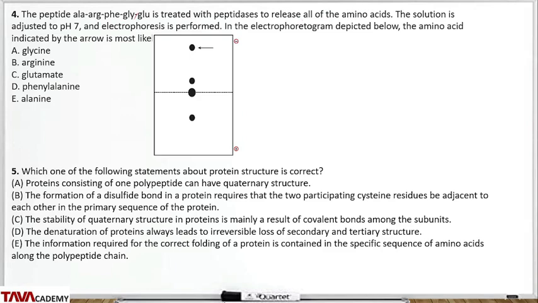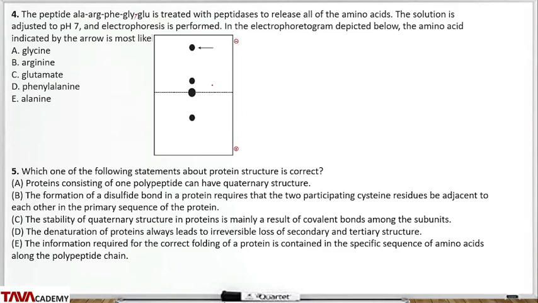The solution is adjusted to a pH of 7. The electrophoresis is performed, and the electrophoretogram is depicted below. The amino acids indicated by this arrow should be what? So watch this. This is the negative electrode. This is the positive electrode.